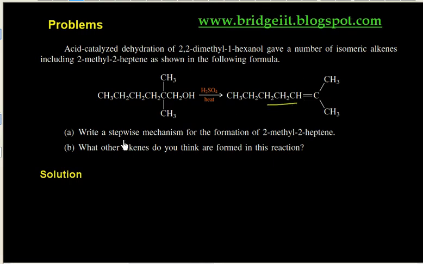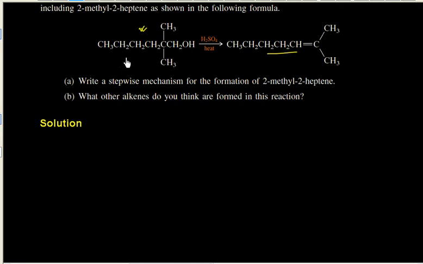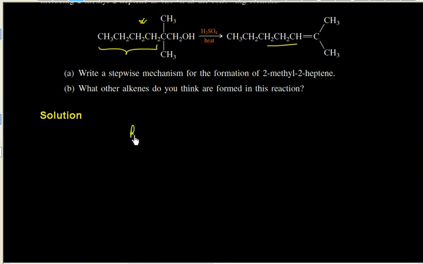Now the question says to write a step-wise mechanism for this formation. So how will you form this compound using this one? Let us try first. What I will do is put this as R, because it's a big molecule. I can write R, and I have CH3, and there I have CH3 and then CH2, and then OH. Now H2SO4 basically will give H plus. So let us write down the mechanism.